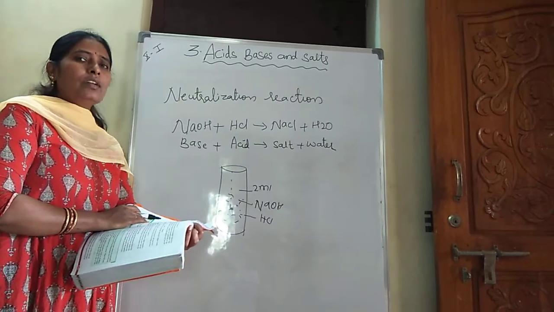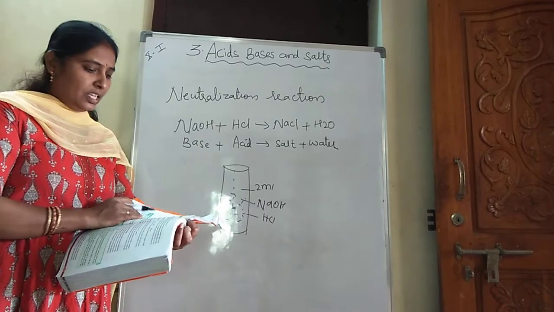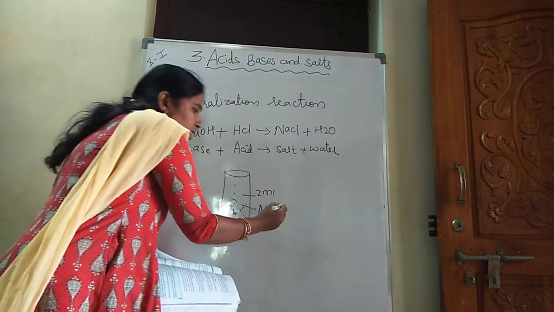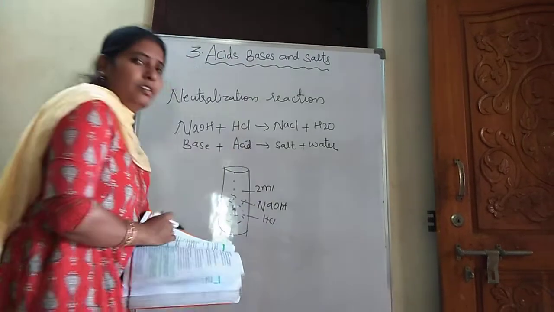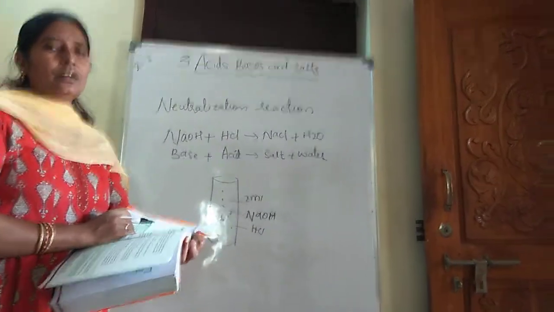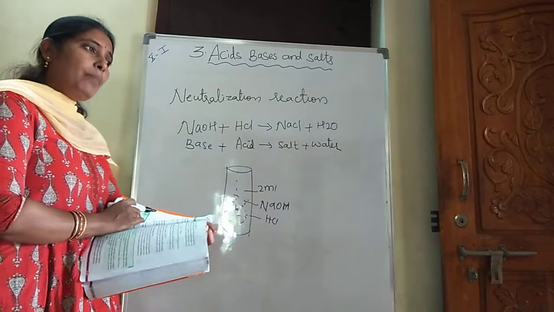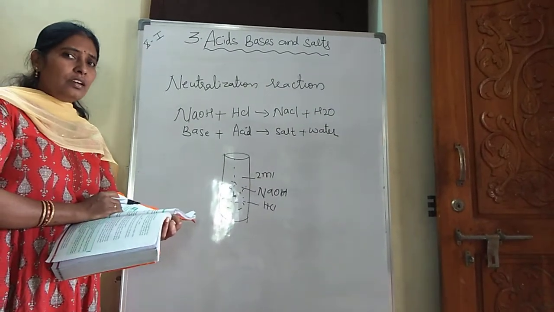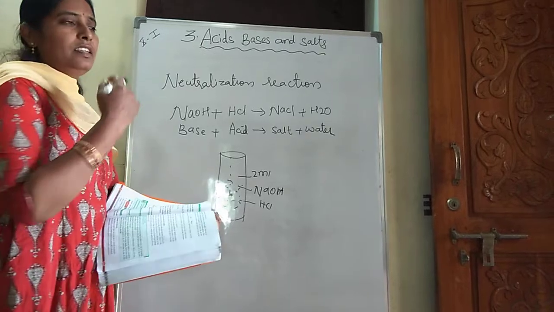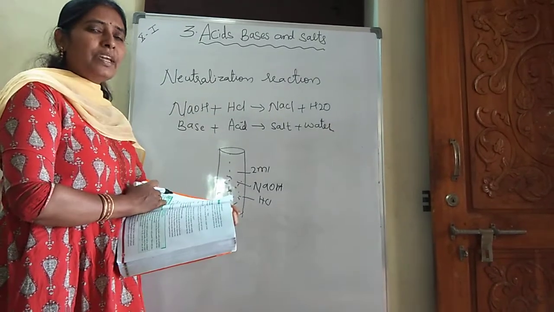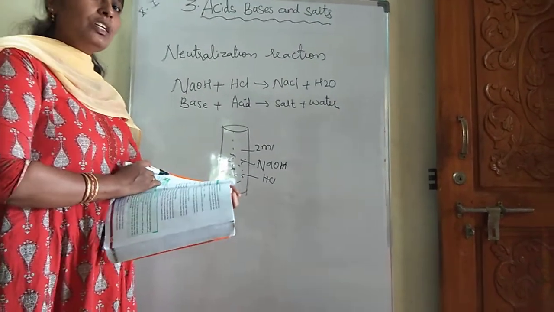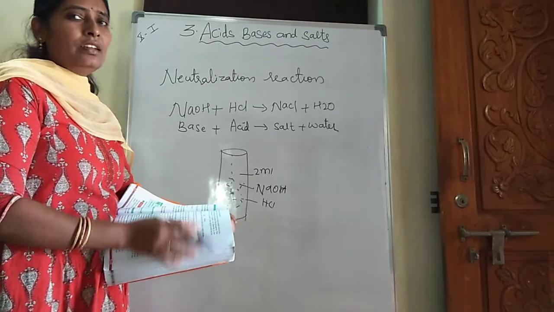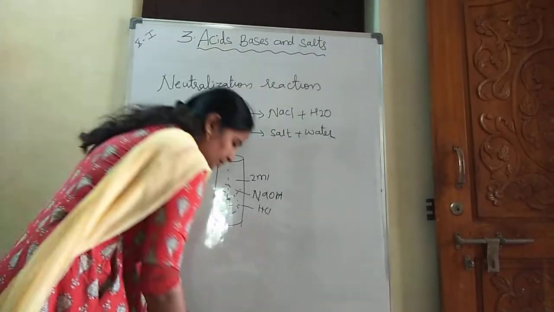To explain the neutralization reaction, they use an indicator, phenolphthalein. If we add phenolphthalein to sodium hydroxide, it becomes pink, and by adding HCl it becomes colorless. So what you understand here is that when any acid reacts with a base, it forms salt and water. That's why it becomes colorless, and this reaction is known as a neutralization reaction.